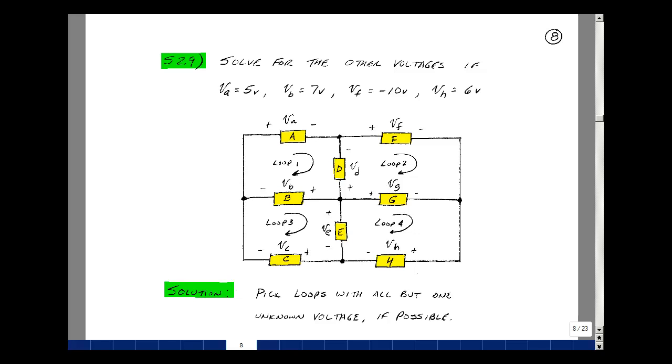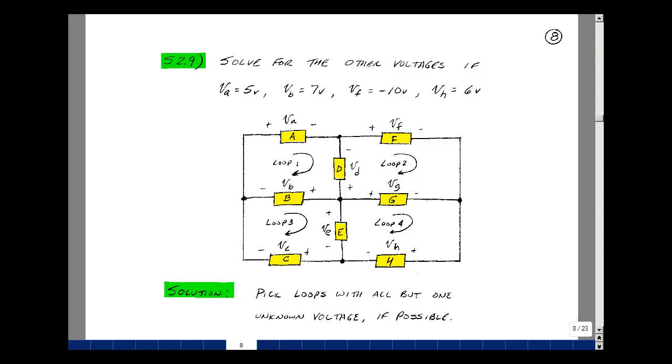This lesson deals with supplemental problem 2.9. You can find this problem in the ECE201 ebook in the Chapter 2 Supplemental Problems on page 8. Suppose we're given this circuit and we're able to measure some of the voltages in the circuit. Can we solve for the remaining voltages?